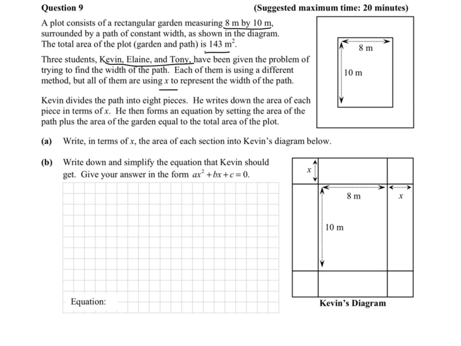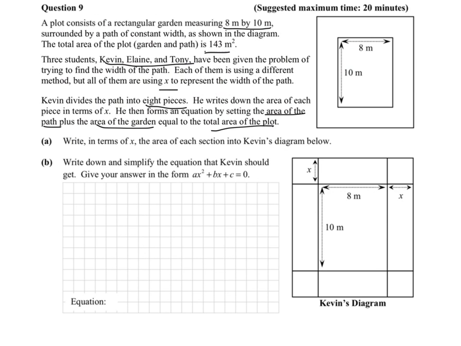Kevin divides the path into 8 pieces, so 8 pieces. He writes down the area of each piece in terms of x. He then forms an equation by setting the area of the path plus the area of the garden equal to the total area of the plot. Okay, so it's the area of the path plus the area of the garden equal to the total area of the plot. Okay, so let's go back to the first question now.